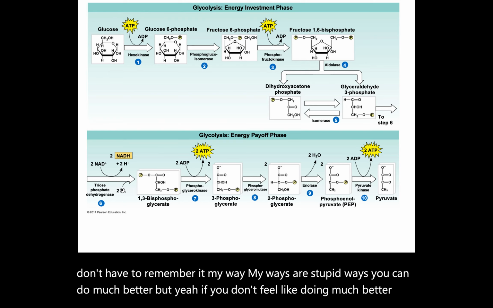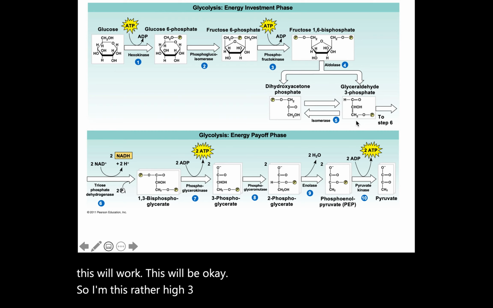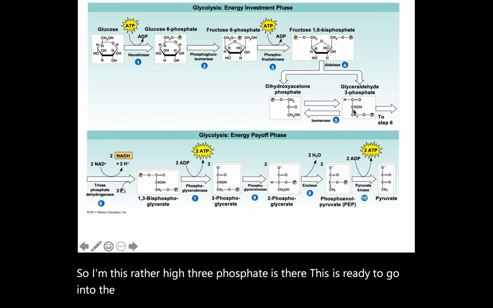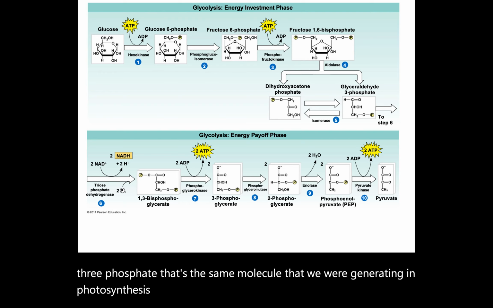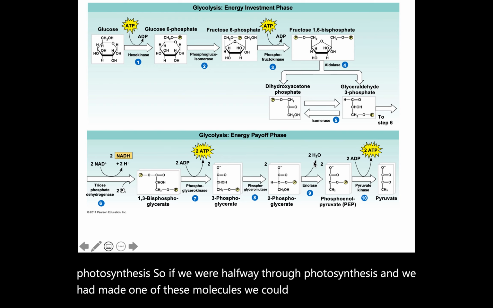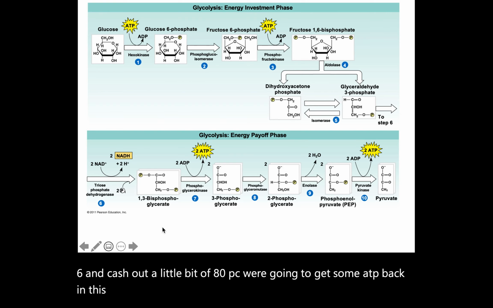This will be okay. So glyceraldehyde 3-phosphate is there. This is ready to go into the next side right over here. And do you remember glyceraldehyde 3-phosphate? That's the same molecule that we were generating in photosynthesis. So if we were halfway through photosynthesis and we had made one of these molecules, we could feed it directly into step 6 and cash out a little bit of ATP. See, we're going to get some ATP back in this step. So we'll get there, though.